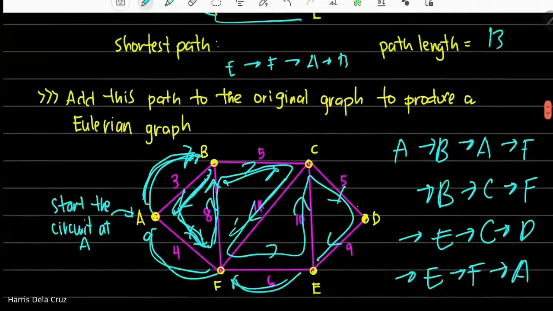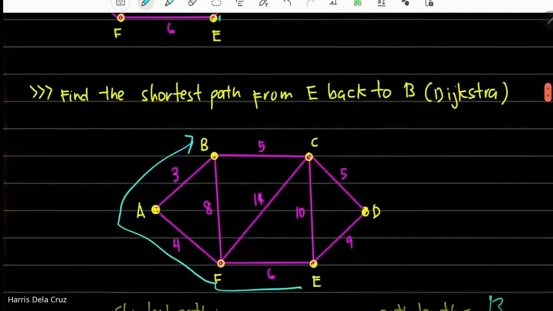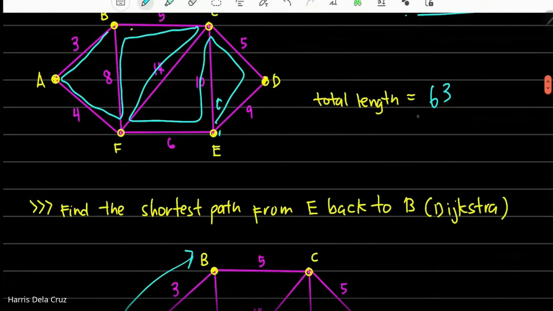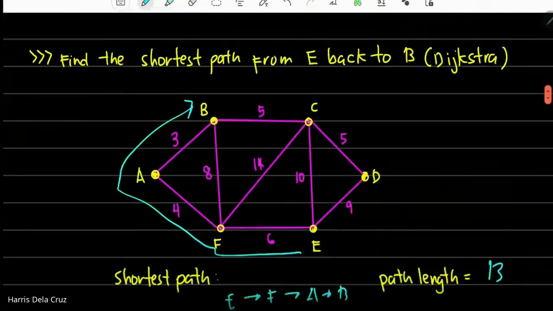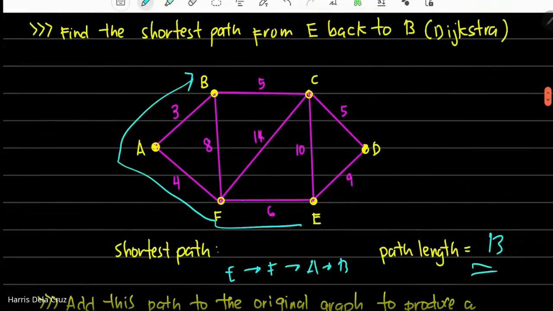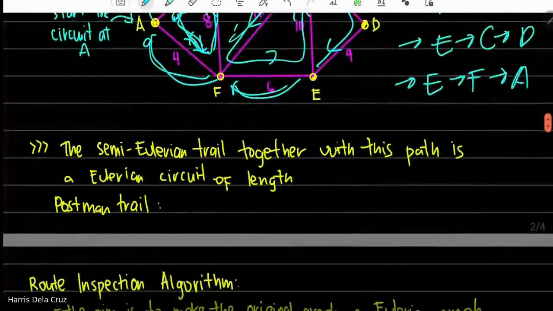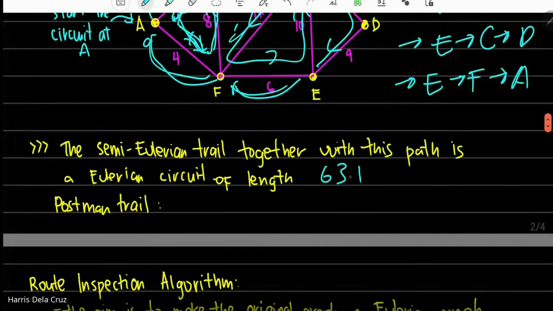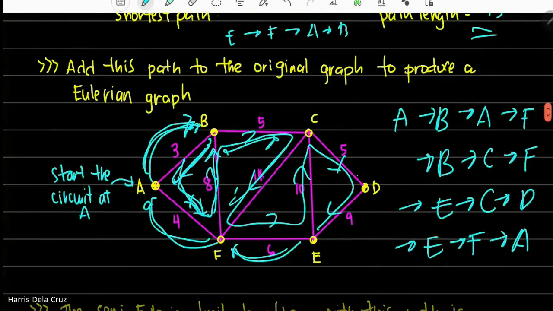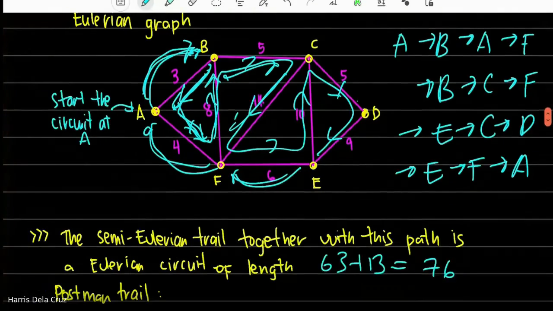So, what is the length of our semi-Eulerian trail? 63. The path we added, 13. So, that's simply 63 plus 13, or 76. Okay? So, why are we sure that this is the shortest? Because the shortest route we gave is E to B. So, that's also the shortest trail for the postman.